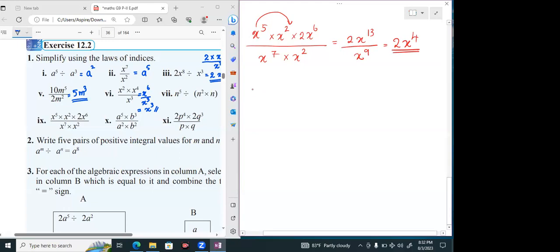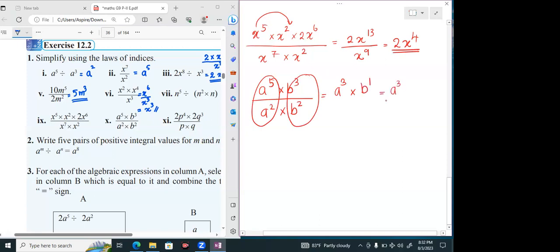Then a to the power of 5 times b to the power of 3 upon a to the power of 2 times b to the power of 2. Now we simplify the powers with same bases, okay? A to the power of 3. Here b to the power of 3 divided by b to the power of 2 is b to the power of 1. That means a to the power of 3 times b. Okay, you can write it like that.